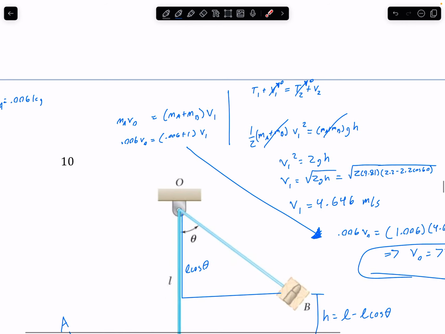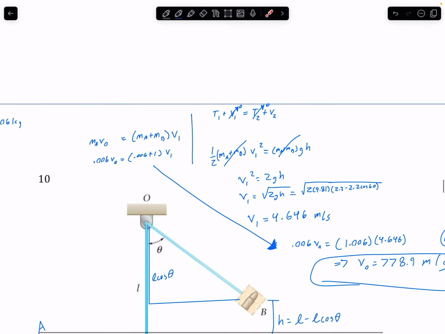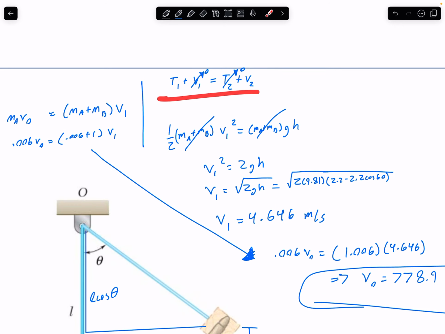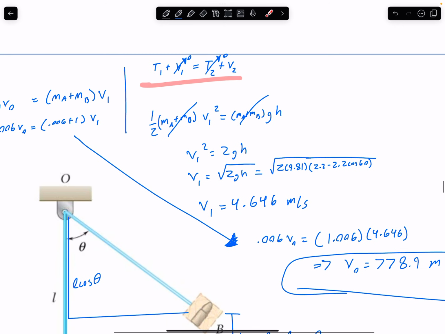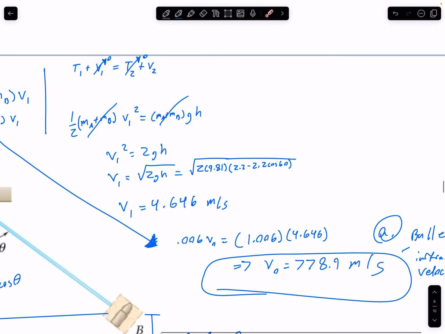But using that, we know that our initial energy equation coming in is that right after the collision, our kinetic energy has to be equal to the final potential energy. And we know that H is equal to the length minus the length cosine theta. And up here, do some algebra, it's 1/2 times the total mass times velocity squared is equal to the total mass times g times h. Masses cancel. Do some algebra.